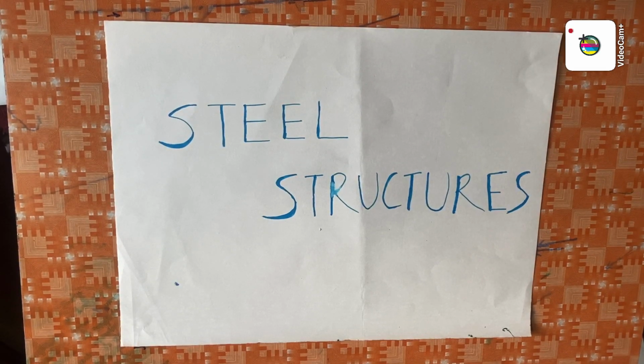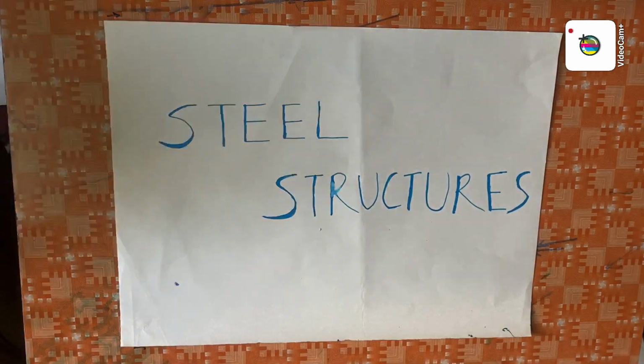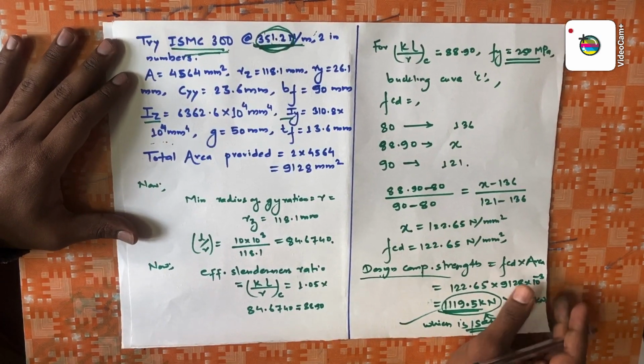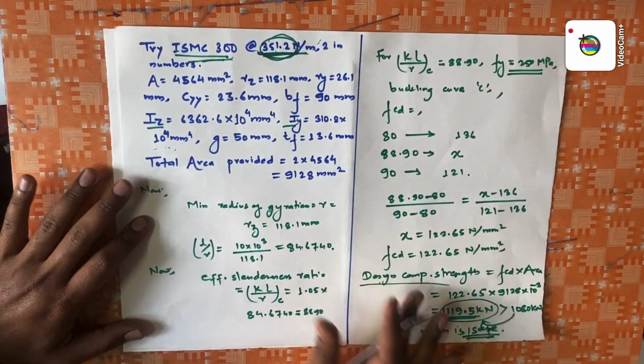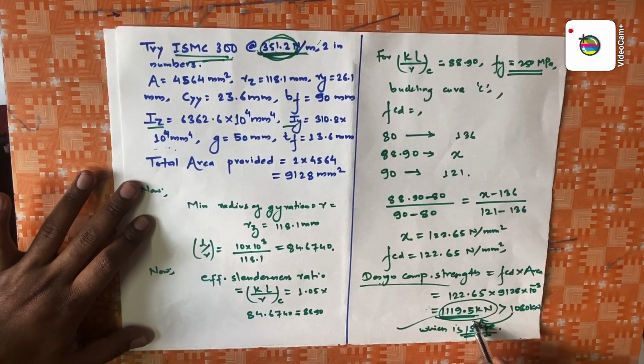Hello everyone. Let's begin with the second part of this numerical of tau to tau connection. In the last video we chose a channel section, that is ISMC 300, and we calculated the design compressive strength and found out that it was safe.